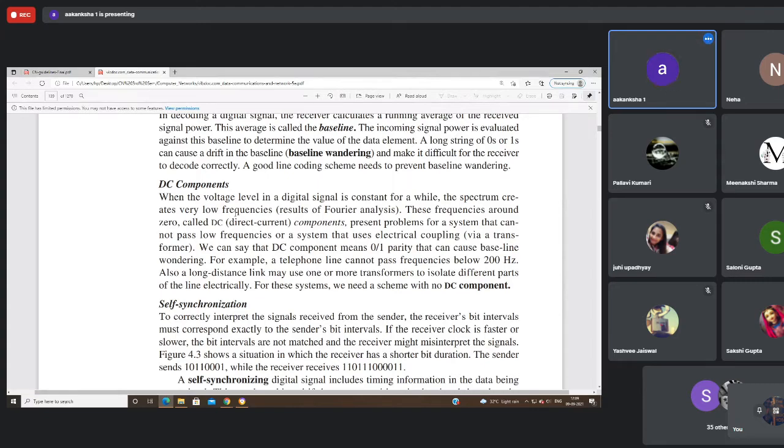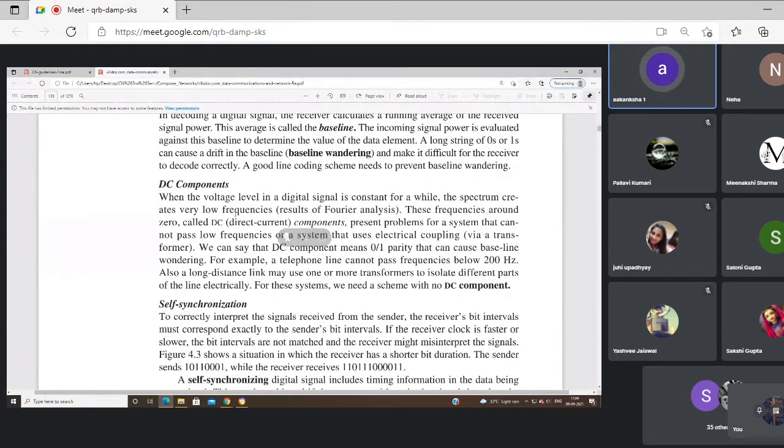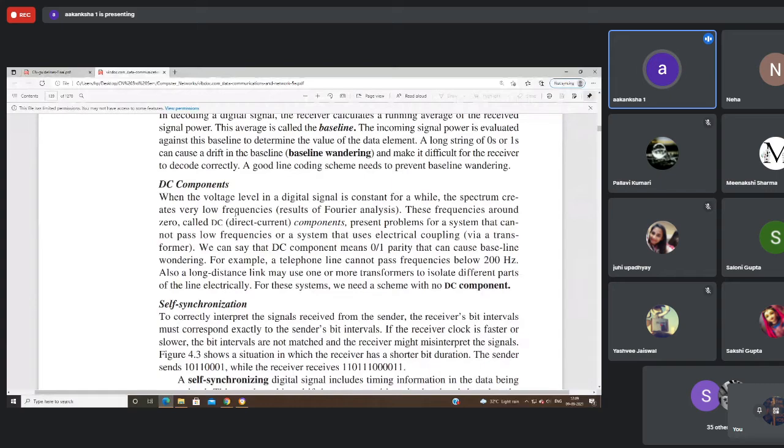This is nearly zero. So sometimes what happens, we have some filters through which the current has to pass, the voltages have to pass, the signal has to pass. Some systems may not allow low frequencies to pass through those receivers or those transmission systems, transmission media. Therefore, that could be one of the problems with digital signaling when we are using only two static voltage levels and DC components to represent the digital signals.